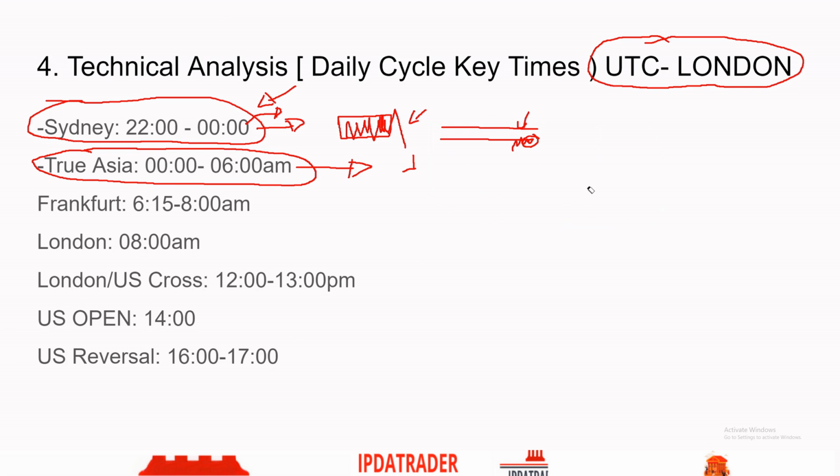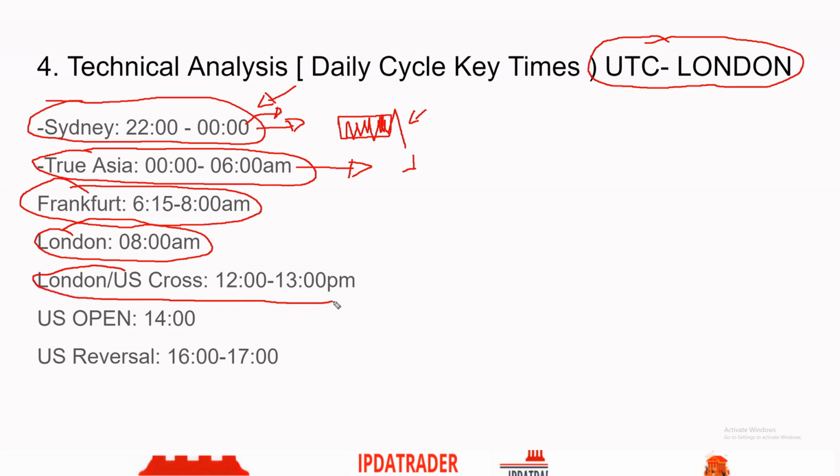So I'm going to be covering the rest of the key times over here rather quickly, but nevertheless, we're still going to be covering those. Once again, Frankfurt, 6:15 till 8 a.m., where London actually kicks in. Then between 12 and 1, we have the London US cross, which essentially is a high probability we're going to be getting a move over there as well, right? So you can also be an expert of this, whatever fits you better. I'm giving you multiple ideas here. You apply and choose whatever fits you better in terms of your lifestyle, okay?